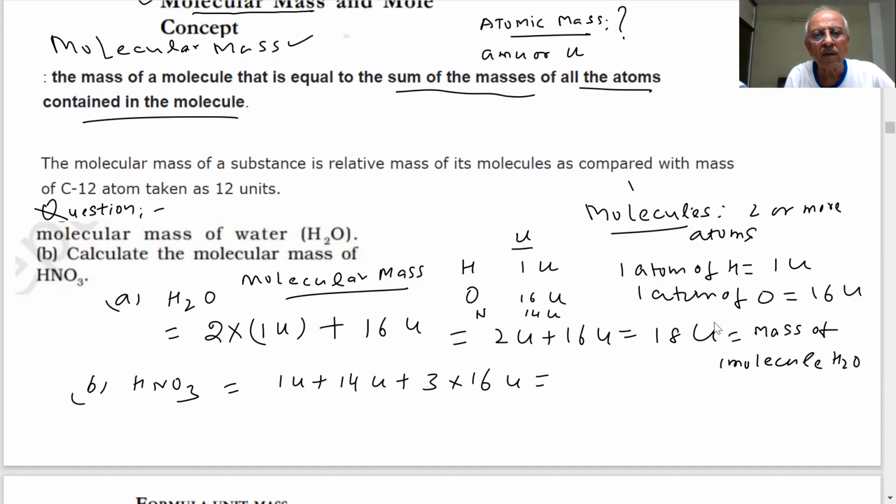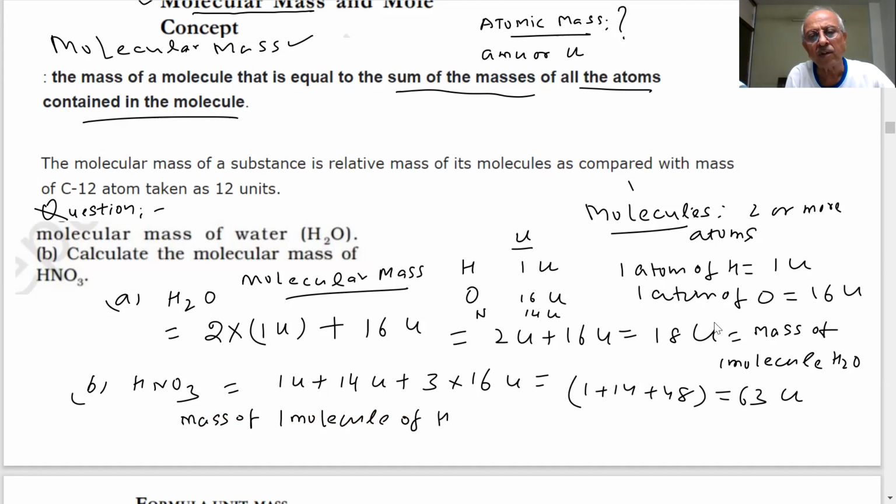1 plus 14 plus 48. How much is that? What is the answer? 63 U. So what is this? This is the mass of what I have calculated, one molecule of HNO3. And I have used the relative atomic scale which is given.